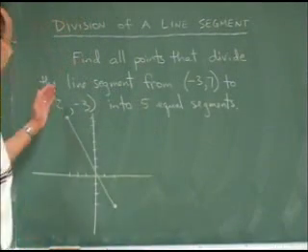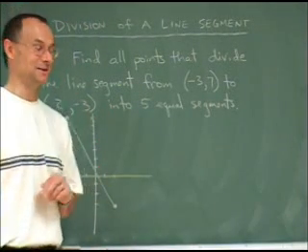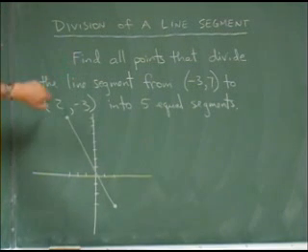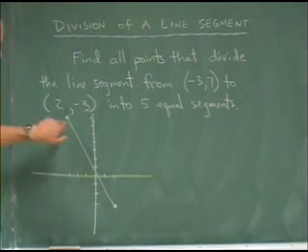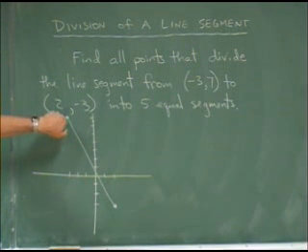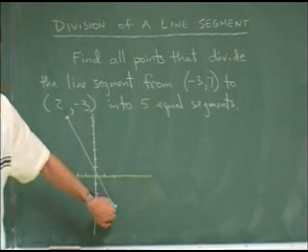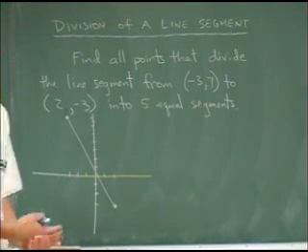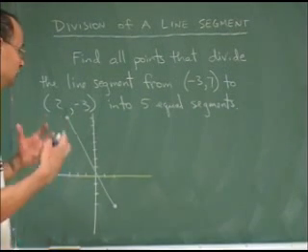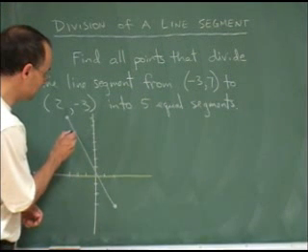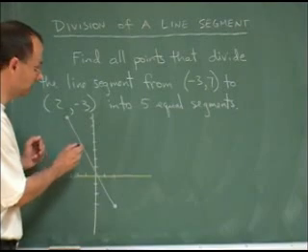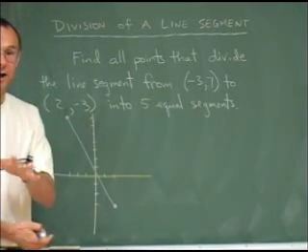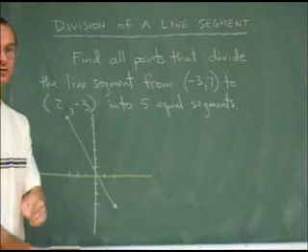To this exciting division of a line segment question. What we're going to do here is find all points that divide this line segment from negative 3, 7 down to 2, negative 3. So we've got this line segment here, and we want to divide it up into 5 equal segments. So I guess there would be 4 little points in between that subdivide it into 5 equal segments. Here's how we do it.